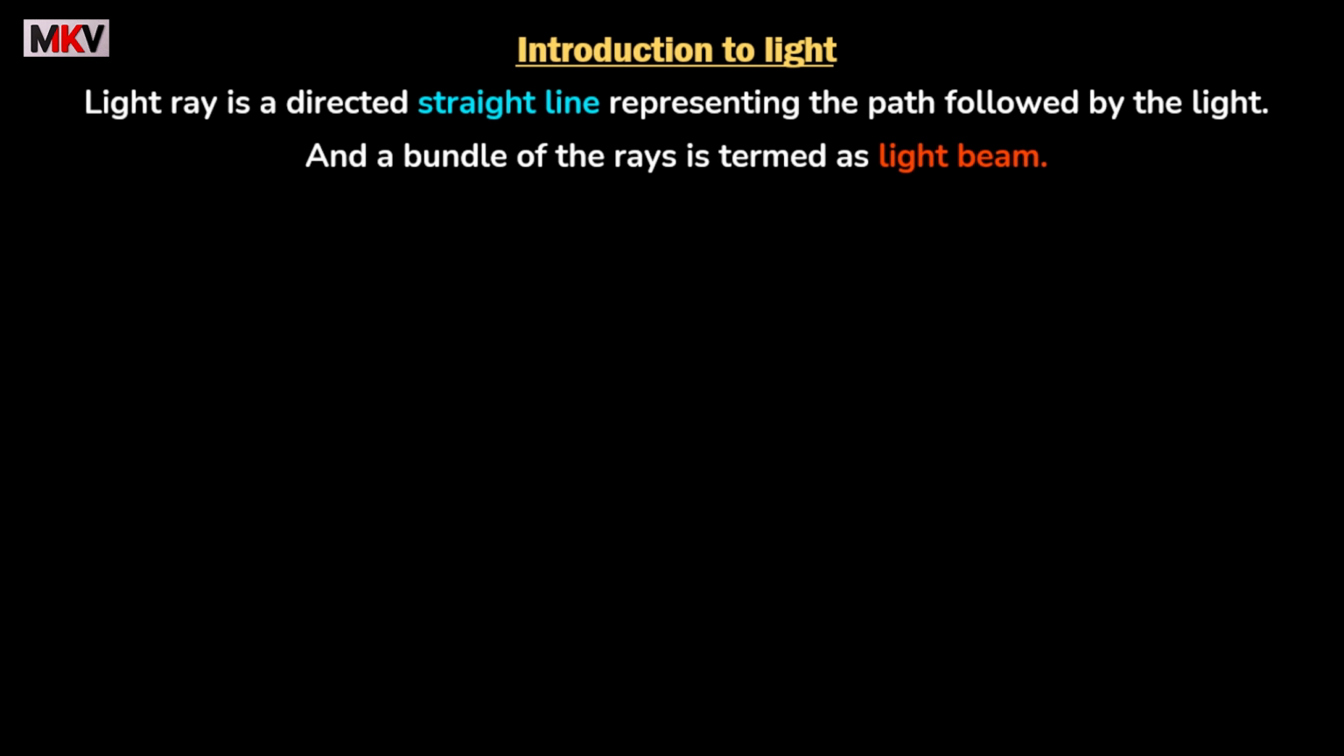A light ray is a directed straight line representing the path followed by light. And a bundle of these rays is termed a light beam. So a directed straight line representing the path that light follows is the light ray.